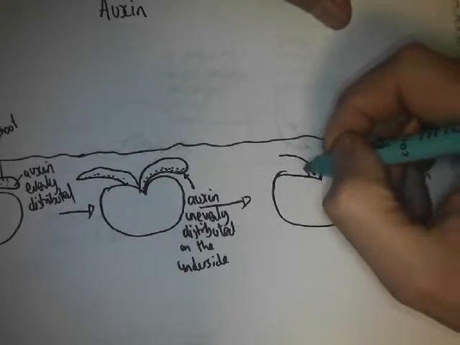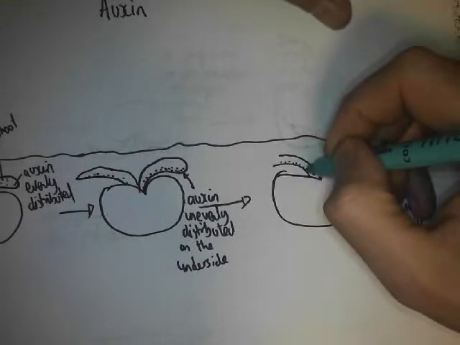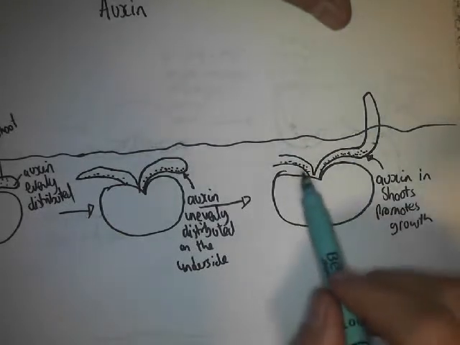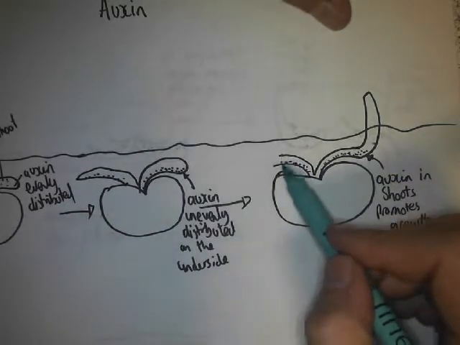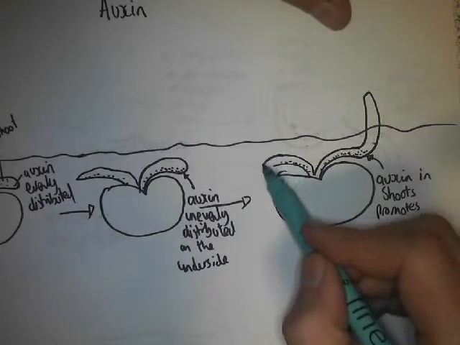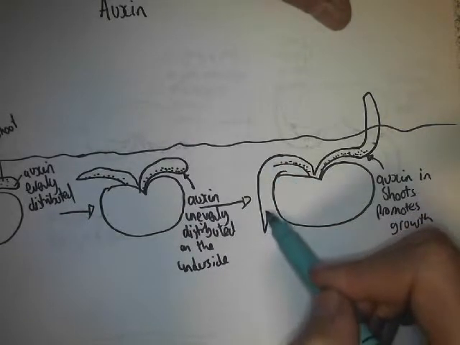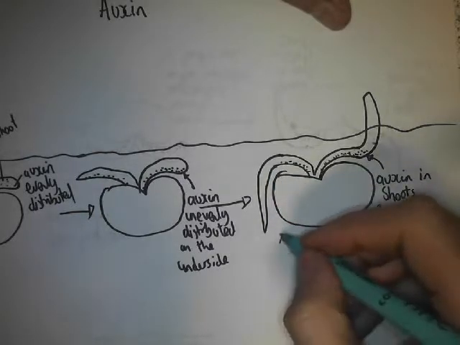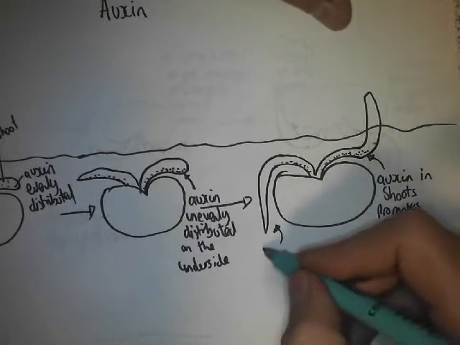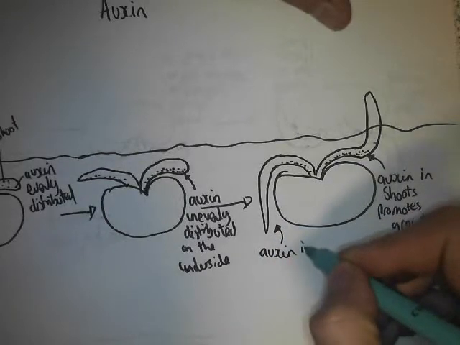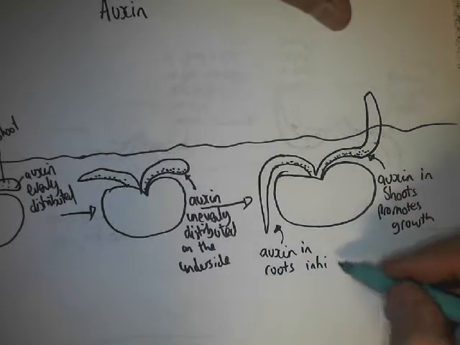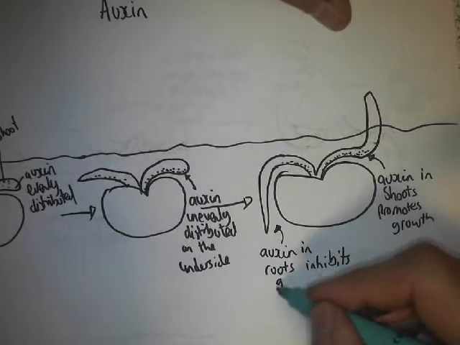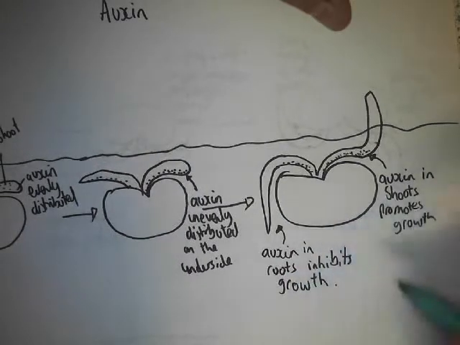So I'll start my drawing off again. So yes, we've got the auxin on the underside, but this time auxin inhibits growth. It stops growth, which causes this side to grow faster than this side. And because it's growing faster, it has this effect. And let's put that into a few words. Auxin in roots inhibits growth, causing the root to go down and the shoot to grow up.